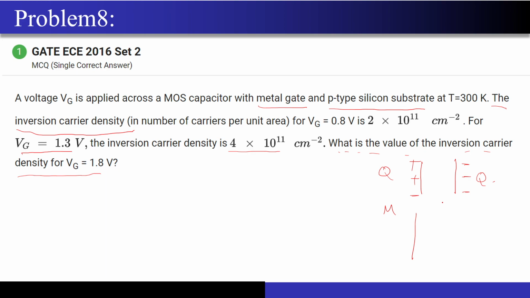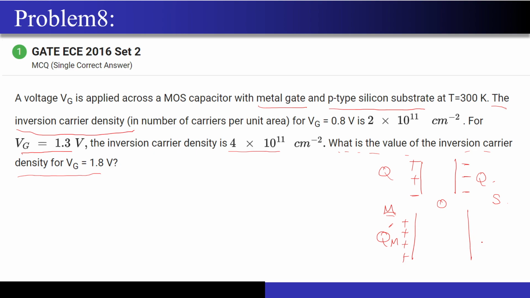Let's say this is my M, this is my oxide, this is my semiconductor, right? Now what is actually happening? I am applying a plus QM charge over here. Why M? Because this is for the metal, right? And let's say I'm applying QM dash. Why QM dash? QM dash is nothing but the charge per unit area, right? So now I'm applying plus QM over here.